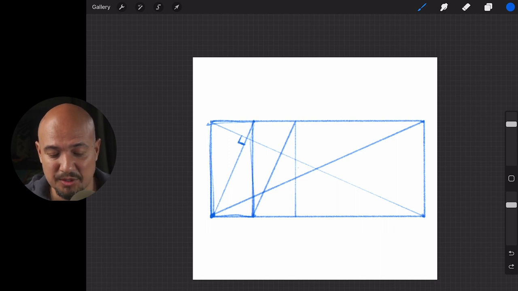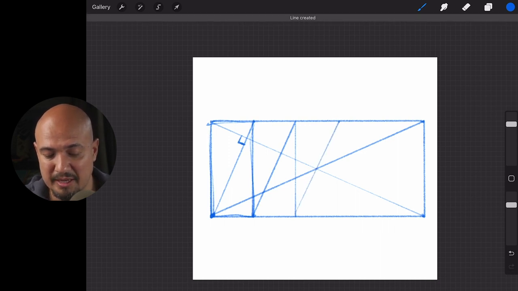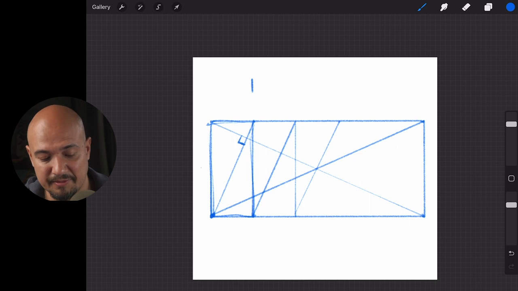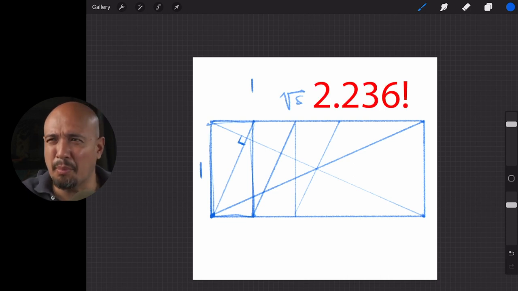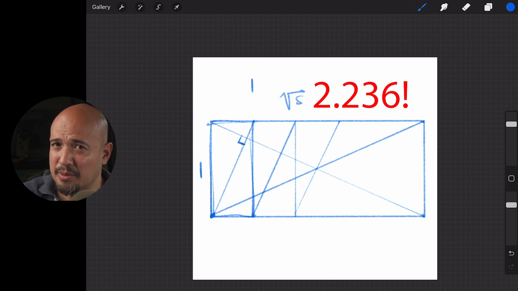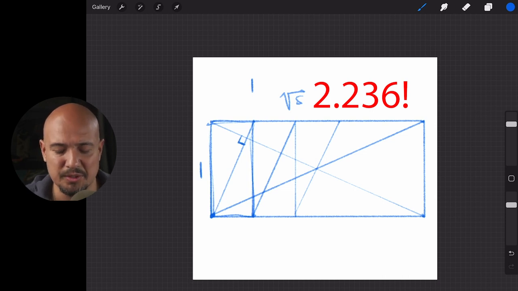So these are all root five rectangles. When I say root five, that means if this is one, this part up here is root five. So one is to root five. I forgot what the actual numbers are. It's like 1.7 maybe. I'm not sure. One is to 1.7, something like that.